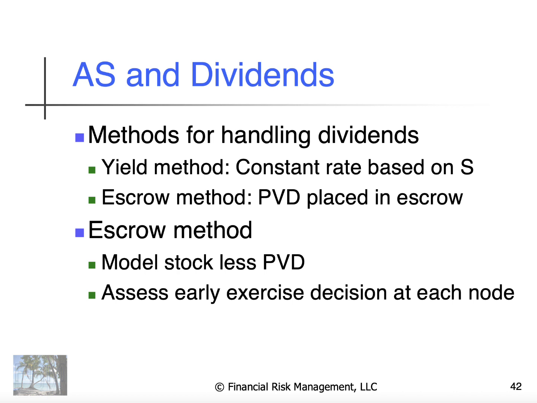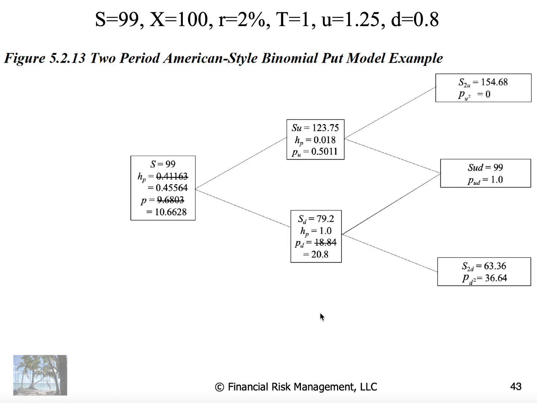American style and dividends, there's a couple different ways to handle dividends. One is to assume a constant rate based on the stock price. The other is to place the present value of dividends in escrow. The idea of escrow is that it is bankruptcy proof. And then based on the escrow method, what I'm going to model is the stock price less the present value of dividends over the life of the option. And then assess the early exercise decision at each node.